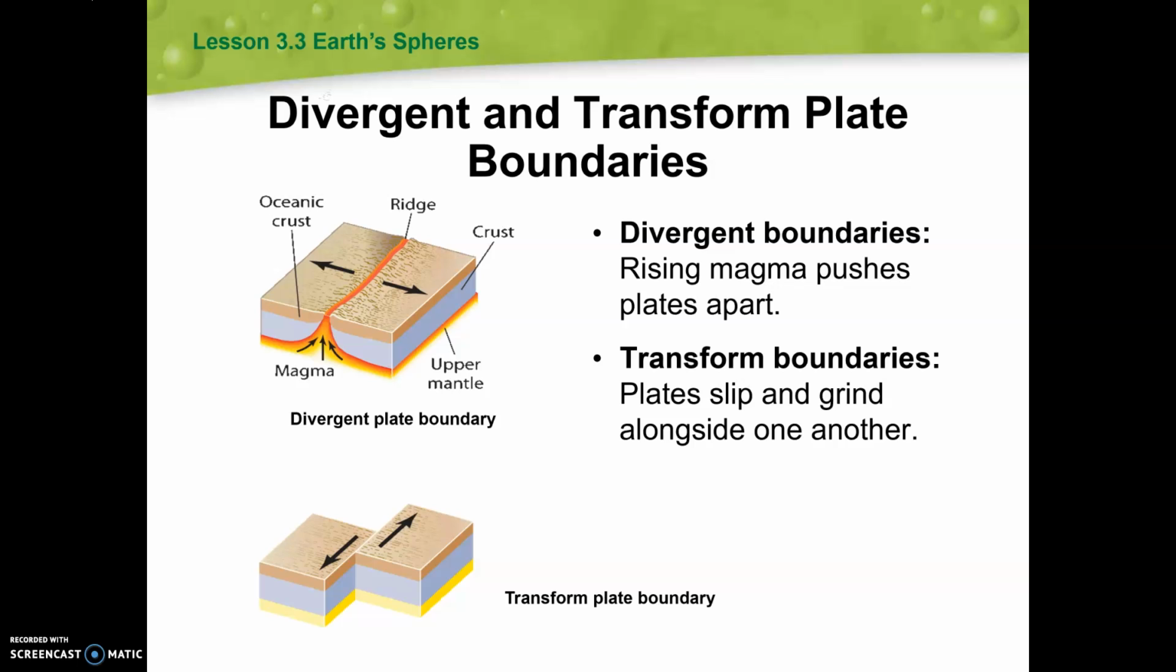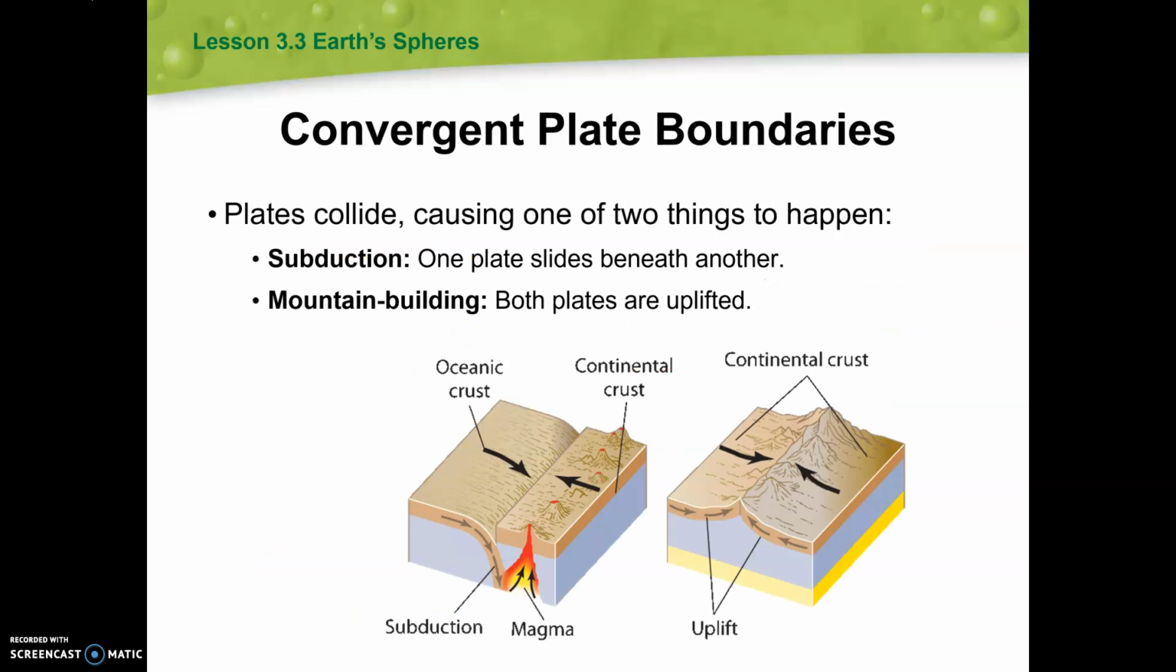If we want to define some of these, we have our divergent boundaries. Rising magma pushes the plates apart. So for divergent boundaries, we're moving away from each other. We are separating. For a transform boundary, we're going to see the plates slip alongside one another. So we're moving in 2 different directions, but not pushing or pulling against each other. We're just moving straight past each other.